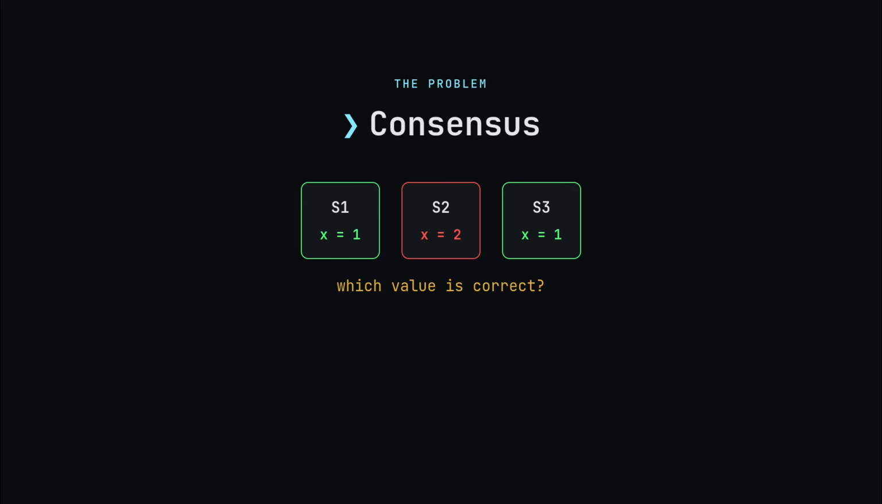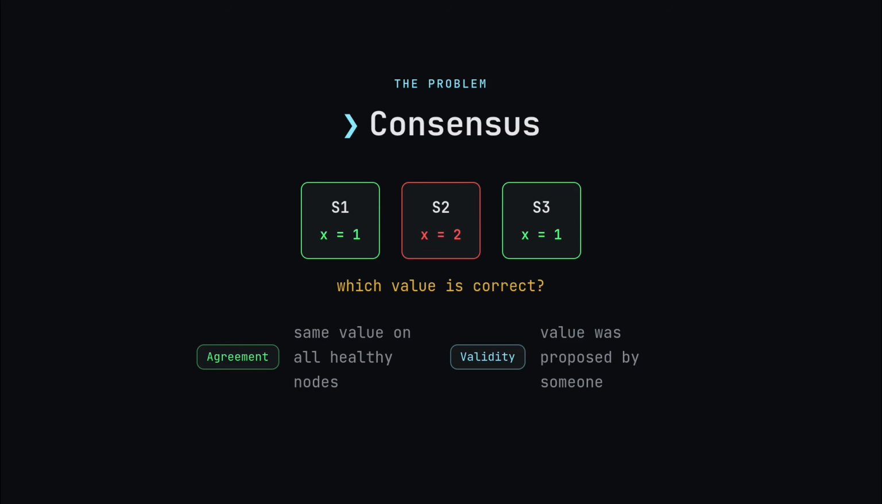People usually break that down into three properties. First one is agreement. The healthy nodes eventually hold the same value. You do not want the cluster split into two camps that both think they are right. Validity. They did not invent the value, someone actually proposed it. And finally, termination. They do not wait forever. The healthy nodes eventually decide.